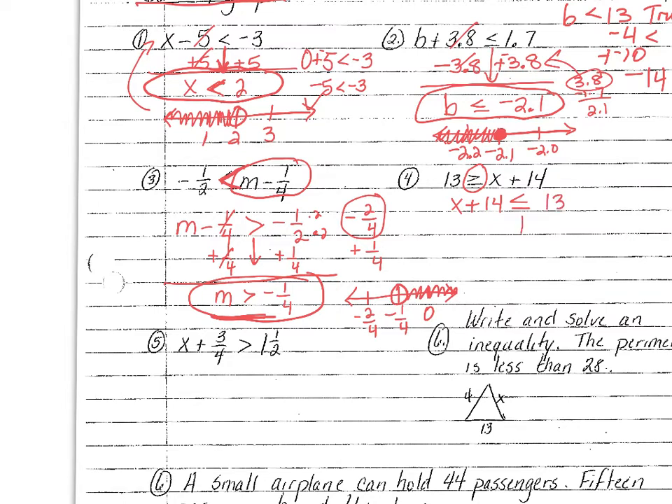Put your wall up. They are adding 14, so we are going to subtract 14 on both sides. These cancel out, leaving me with x. Drop down your inequality. Keep change opposite. What is 13 plus negative 14? Negative 1. There's my solution set.